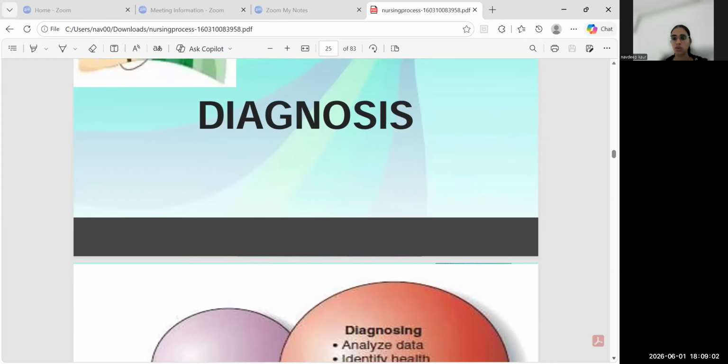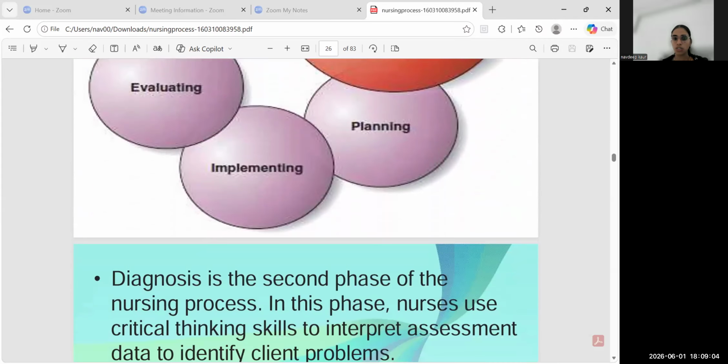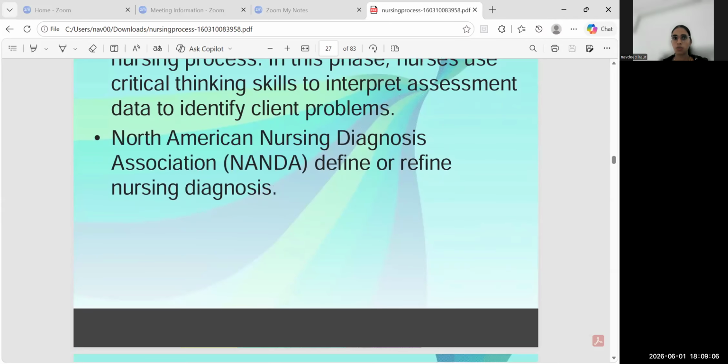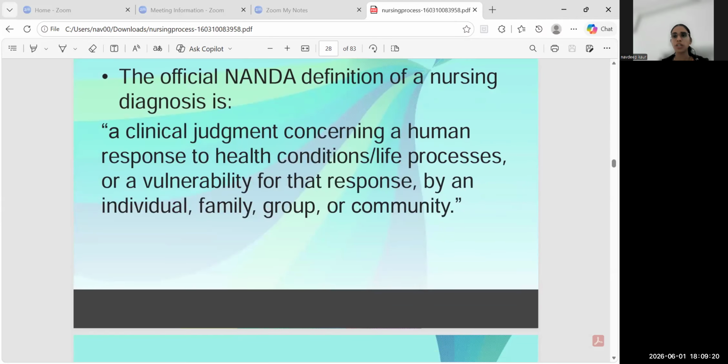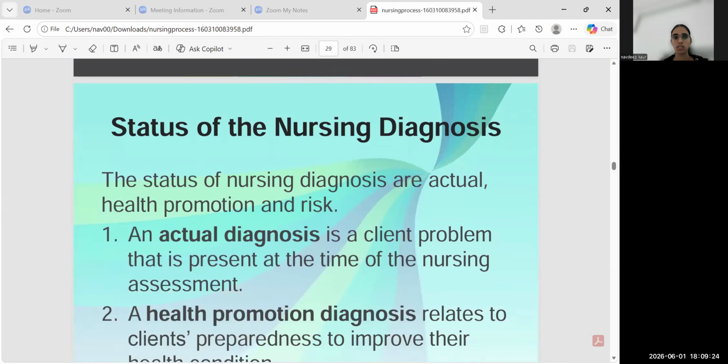Next is the diagnosis, the second phase of the nursing process. In this phase, nurses use critical thinking skills to interpret assessment data to identify the client's problem. There are different kinds of nursing diagnosis. We are using the NANDA definition of nursing diagnosis.